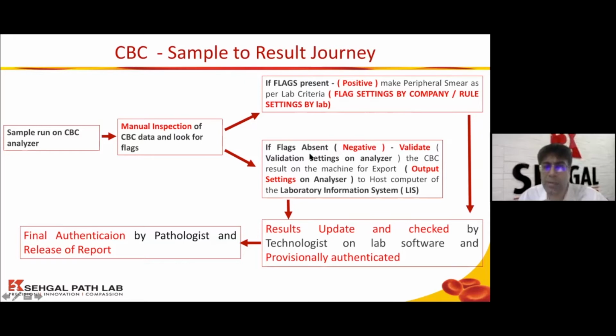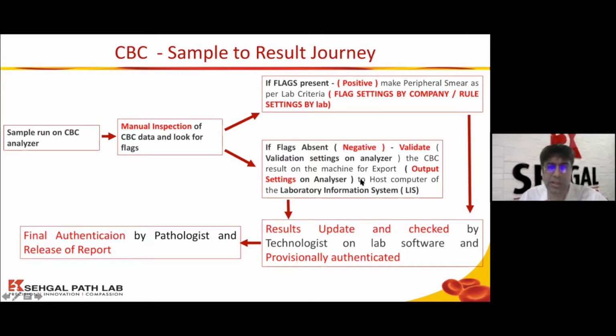However, if the flags are absent, there is something called validation settings in most analyzers, whereby the technical staff will validate that CBC result and will send the result through the output setting of the analyzer into the lab information system. From the lab information system, there are typically two levels of check depending upon the laboratory rules. One is the technician checking the sample on the lab software and then provisionally authenticating it for the final authentication by the pathologist and the release of report.